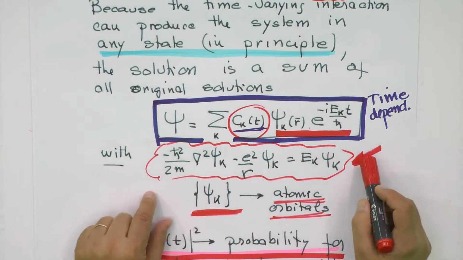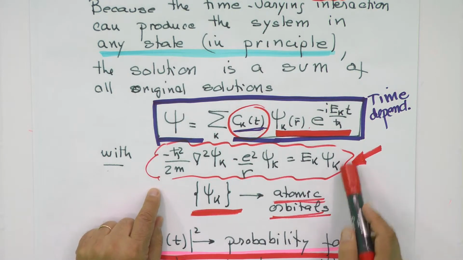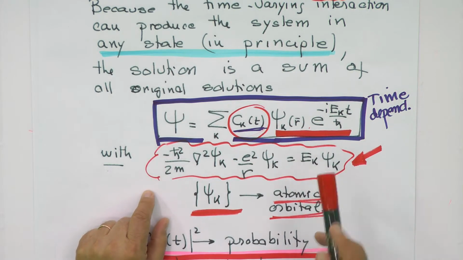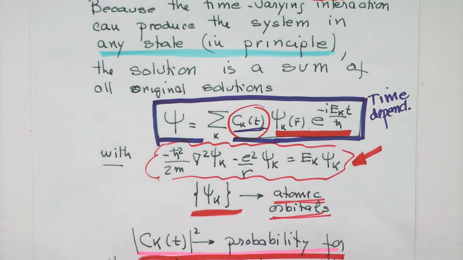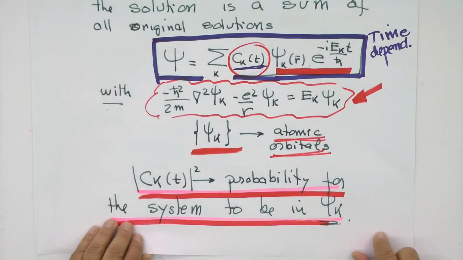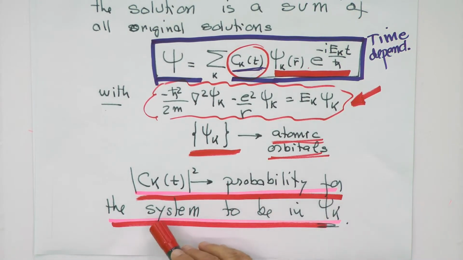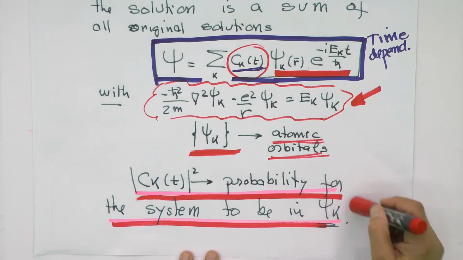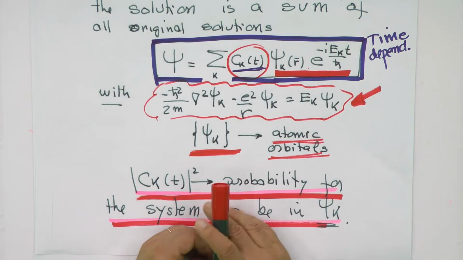And of course, we have to remember that the psi k are the solutions of the original atoms. So the light comes and changes the probability, because this coefficient squared is the probability for the system to be in any of the psi k states. So it's like starting in a state. We have to have a starting point. The radiation comes and will make the system change to other possible states. And this is what we call the transition, the electronic transition, from one state to the other.